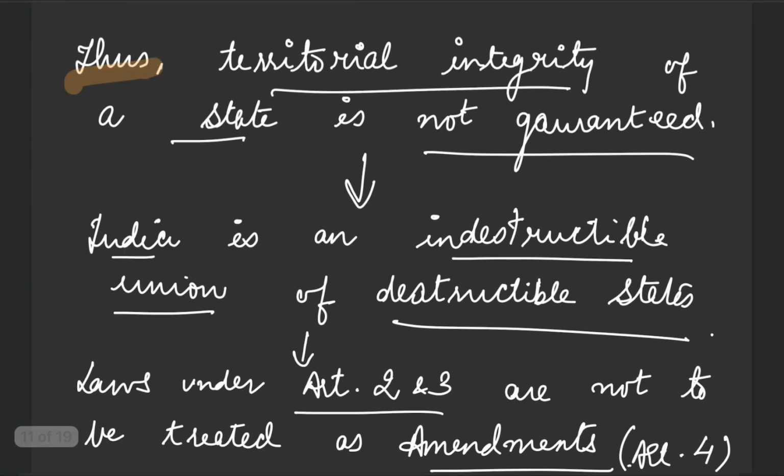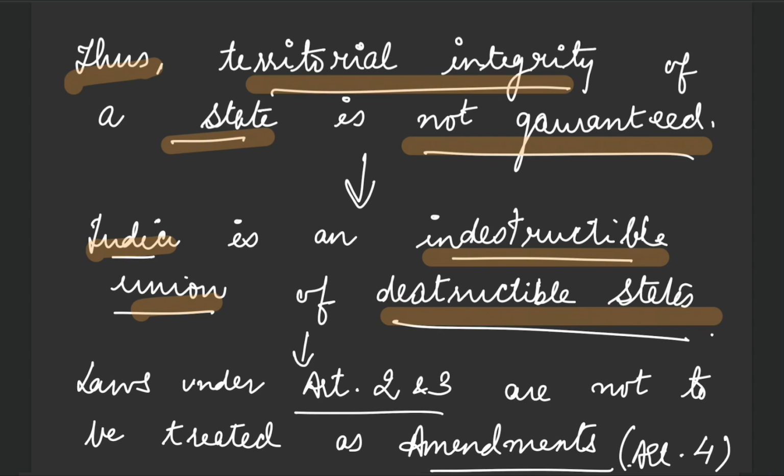Thus it becomes pertinent to mention here that the territorial integrity of a state is not guaranteed. A state can be destroyed, it can be readjusted, it can be made a part of another state. And India is an indestructible union of destructible states, as we have already mentioned. Laws under Article 2 and 3 are not to be treated as amendments. So they don't come under the ambit of constitutional amendments under Article 368, which provides for the procedure for amendment. So laws under Article 2 and 3 don't account as constitutional amendments to the Constitution.